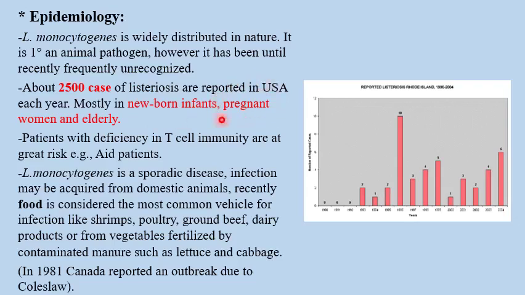And pregnant women, as we said, are very liable to transmit the infection to the fetus. Patients with deficiency in T-cell immunity, especially, because as we saw, this organism is intracellular. The immune system responsible for intracellular organisms is T-cell immunity. So people with deficiency in cell immunity are at great risk. Example, AIDS patients. Listeria monocytogenes is a sporadic disease.